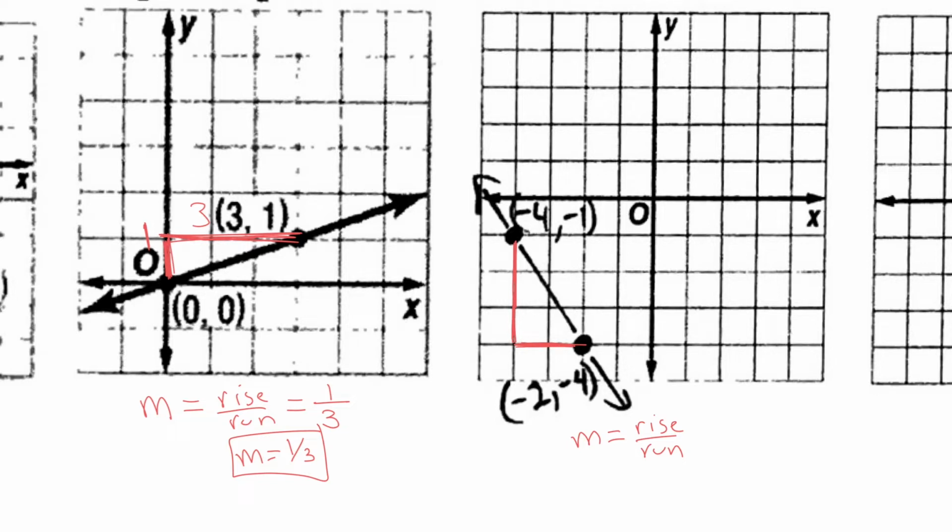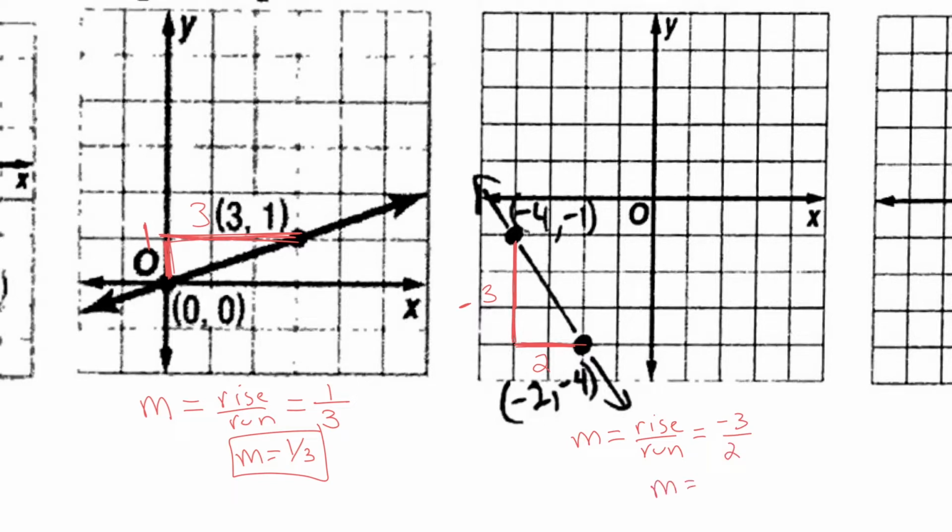So let me check how many steps I go down. From the point, 1, 2, 3. So that's going to be -3 rise, and to the right, I go from here, I turn to the right, 1, 2 steps. So I have a +2 because I went to the right. So my rise will be -3 and the run will be 2.